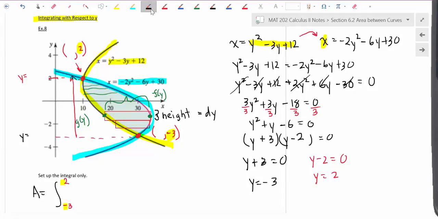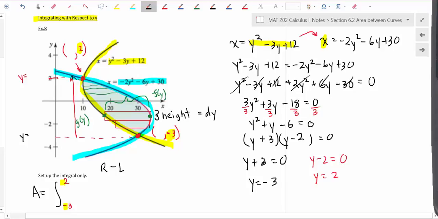Then what we're going to do is take the curve on the right and the curve on the left and subtract those. What we're doing is finding the length of this base. This value minus that value is going to give that base. And we're getting x values, so that's why these two curves are solved for x.